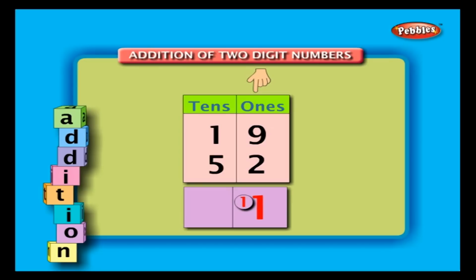We cannot write 11, which is a two-digit number, below the ones column. So, here we write the ones number of 11 below the ones column, that is 1, and carry over the tens number of 11, that is 1, to the top of the tens column. Now, add the tens column. 1 plus 5 plus 1, which is the carryover number. We get 7. So 19 plus 52 is equal to 71.